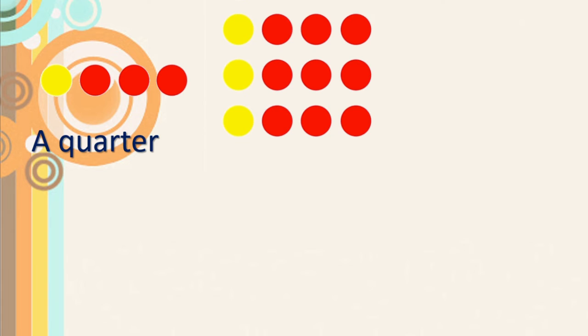Now see here. How many are there? 4 2s are 8, 4 3s are 12. 12 dots are there. Among 12, only 3 dots are colored in yellow. Is this a quarter portion or half portion? Yes, very good. This is a quarter. You know that half means 6 must be colored in yellow. Right?